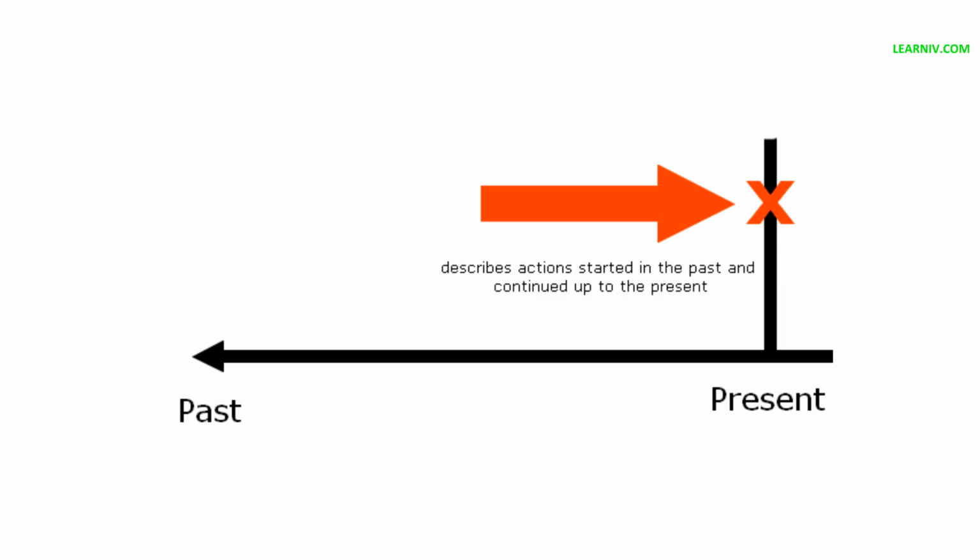We use the present perfect continuous tense to describe actions that started in the past and are still ongoing or have recently stopped, with an emphasis on the duration. On the timeline, the action is represented as a continuous line that starts in the past and continues up to the present moment, indicated by a yellow X.